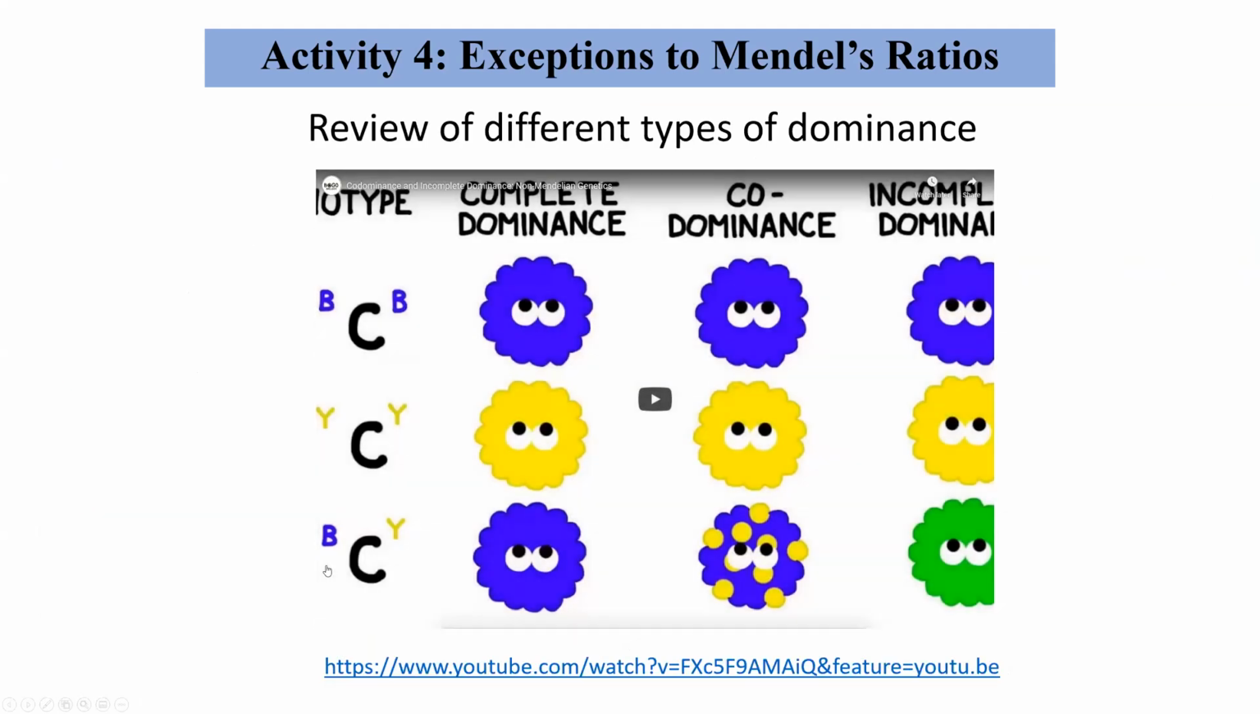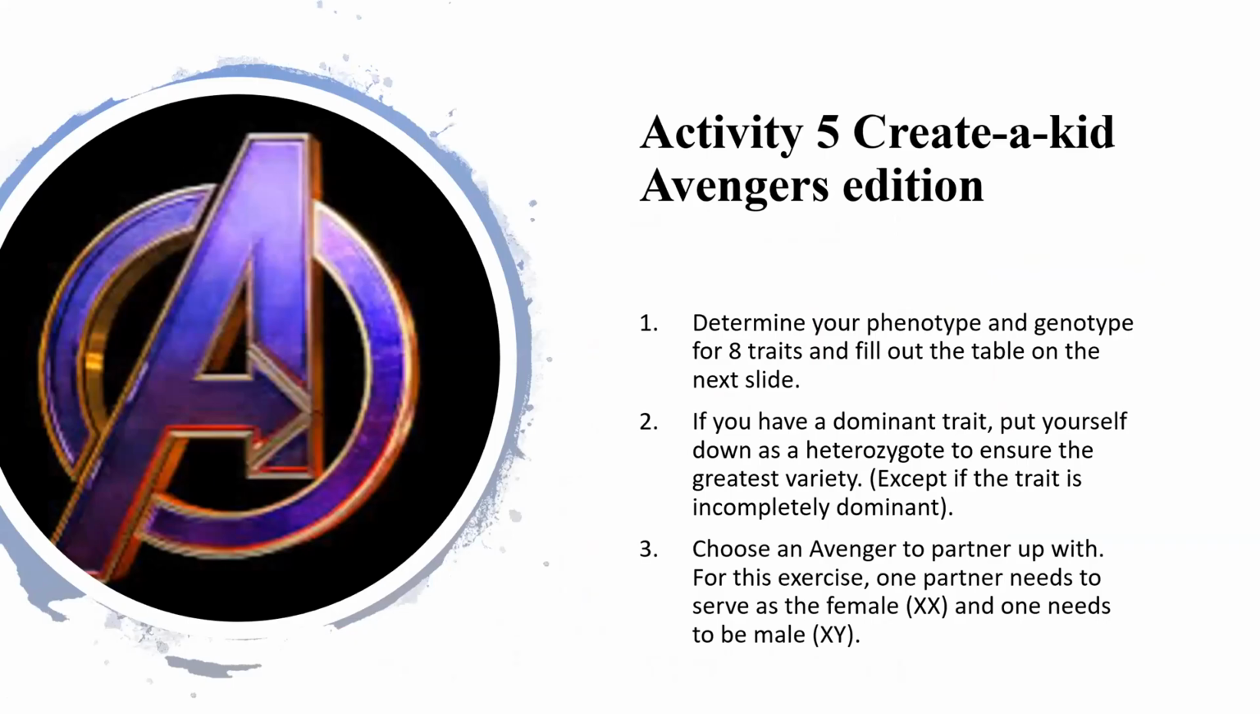So I'm going to have you guys watch this video on different types of dominance, the exceptions to Mendelian rules or laws. And then I'm just going to quickly go over activity 5. I'm going to let you guys work on this on your own. So here you're going to be practicing if you were to breed your characteristics with an Avenger superhero. This is the create a kid activity.